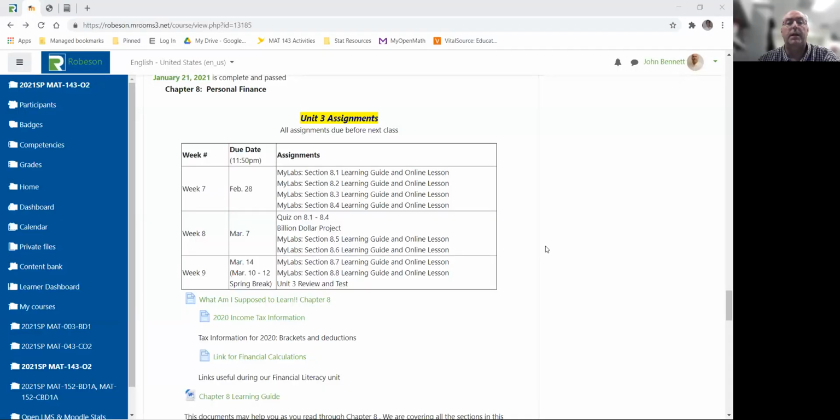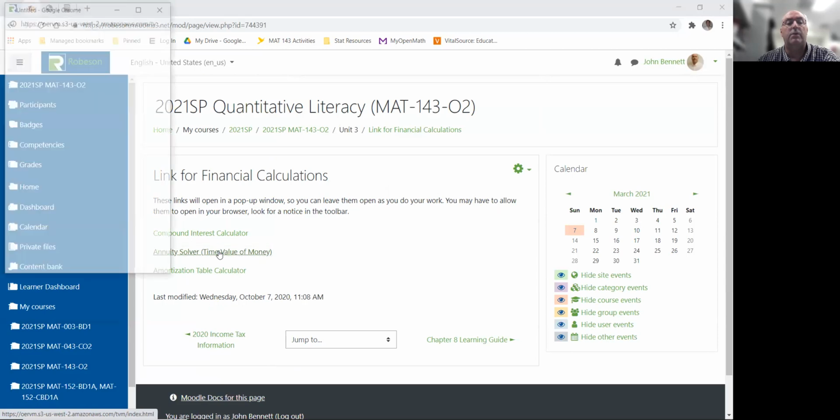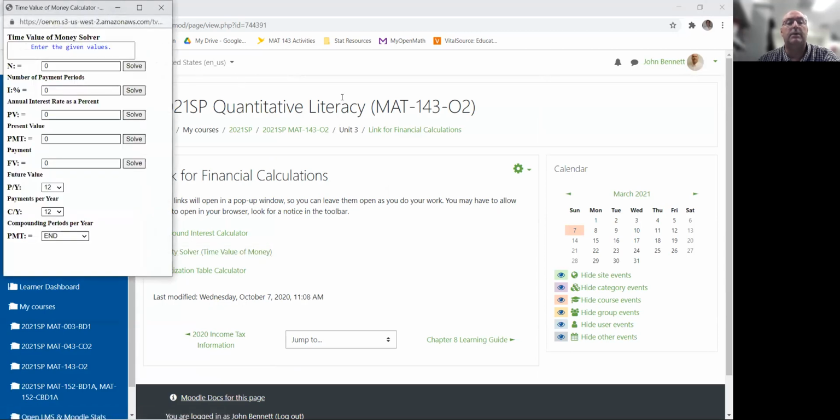So I've already signed into OpenLMS, and I scrolled down to where our Unit 3 assignments are listed. And here we have the link for financial calculations. So we click that link. And then the annuity solver, or the time value of money solver, is the second link. And when you click that link, you just get a little pop-up box.